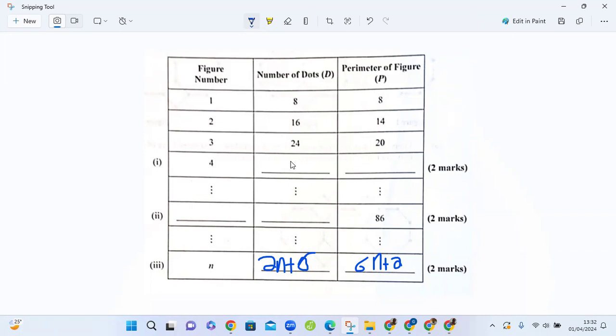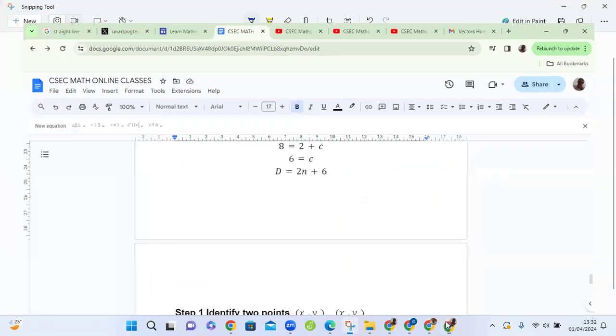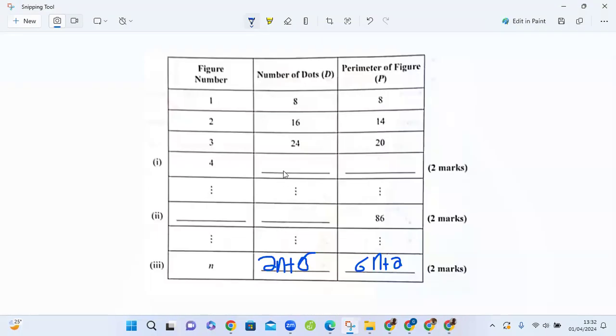Just a minute. It's supposed to be increasing. Something is wrong somewhere. 2n plus 6. It's supposed to be more. It's supposed to be increasing. It's supposed to increase by 8. Something is wrong.